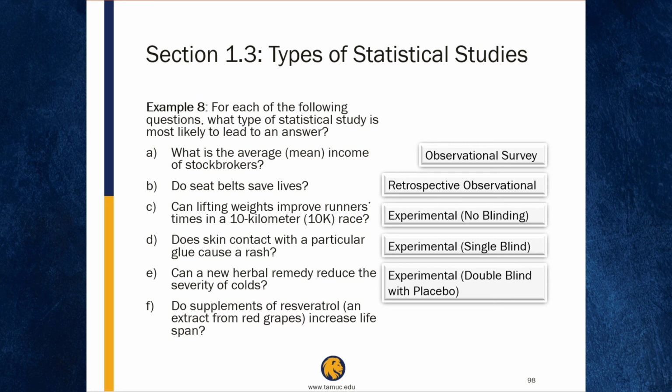The last one here says, do supplements of resveratrol, an extract from red grapes, increase lifespan? This could be done as an experiment, but we're dealing with a several year time span here. So we're going to use a prospective experimental setup where people use this extract, but we watch or record later on what their life expectancies are. Not really any need for blinding or anything like that, but it's prospective since it's going to be dealing with things that are going to happen well into the future.